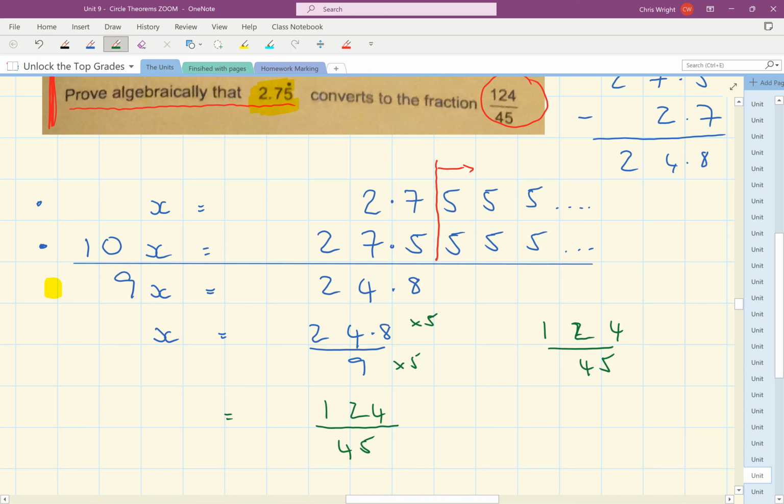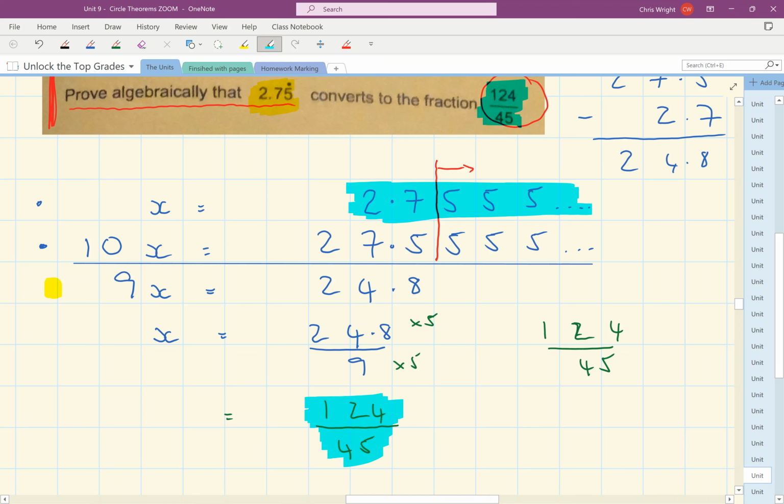There you go. So x started as equaling the decimal that they wanted me to work with, and x finished as equaling the fraction that they wanted me to find.